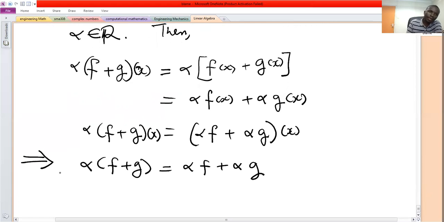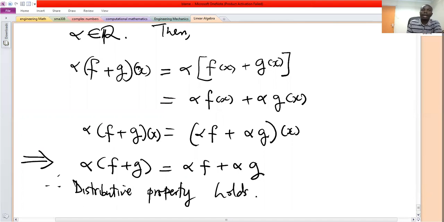So therefore, distributive property holds. Actually, to be more specific, you can say left distributive property of multiplication over addition holds for this given case.